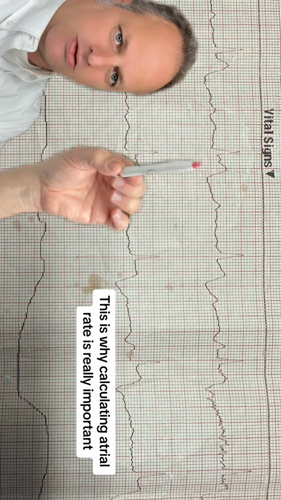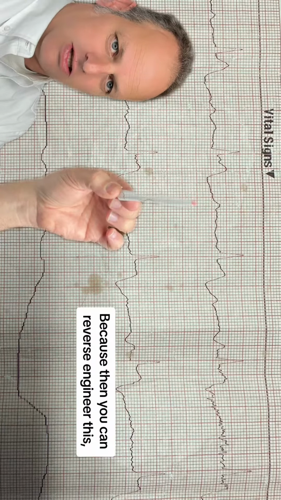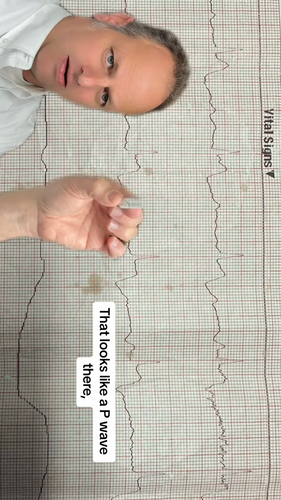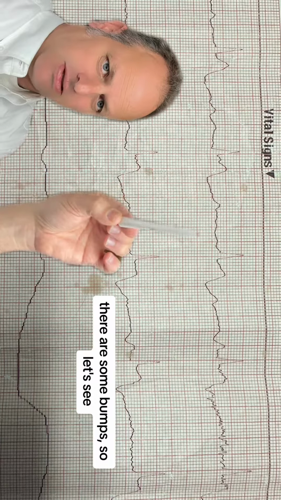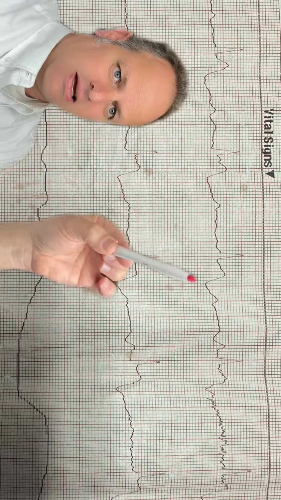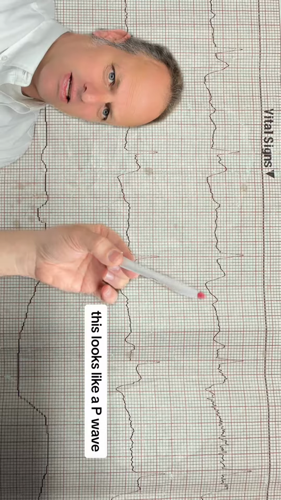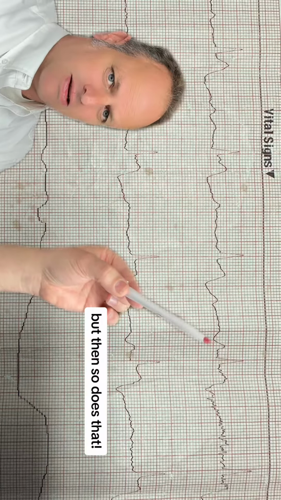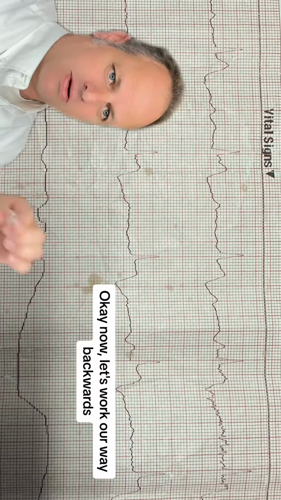And this is why atrial rate is really important, because then you can kind of reverse engineer this. You can figure it out. That looks like a P wave there. There are some bumps. So let's see. This looks like a P wave, but then so does that. Okay, now let's work our way backwards.